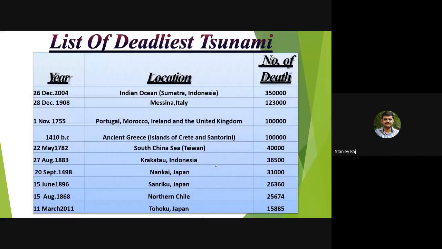So, the list of the deadliest tsunamis ever. In one of them the reported death is around 350,000, but it is unreported. But the report says 283,000 died in the Indian Ocean tsunami. In 1908, in Italy, 123,000 died. These are the list. Let's go through it for a minute. I will tell you a few more points to conclude the session today.